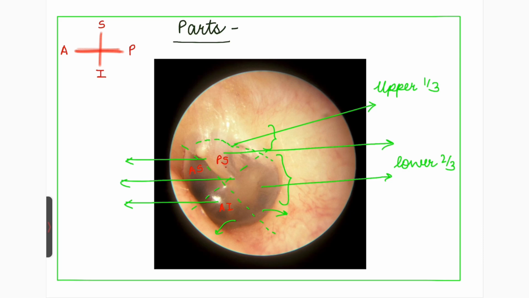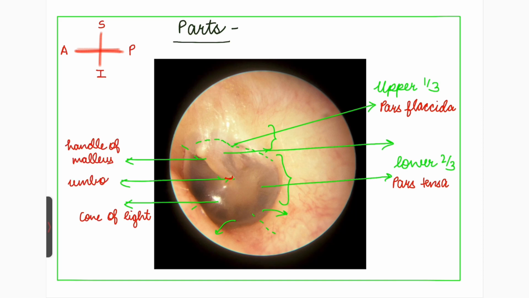Let me make some space here. The upper one-third part is known as pars flaccida. This pars flaccida is also known as the Shrapnel's membrane. The lower two-third is known as the pars tensa. This light here which we are seeing in the antero-inferior quadrant is known as the cone of light.